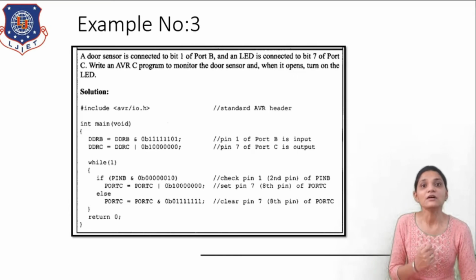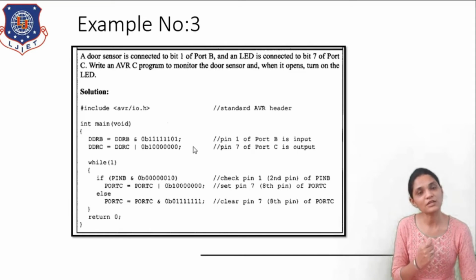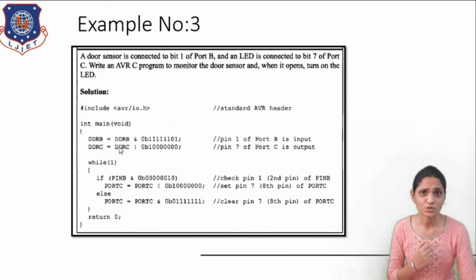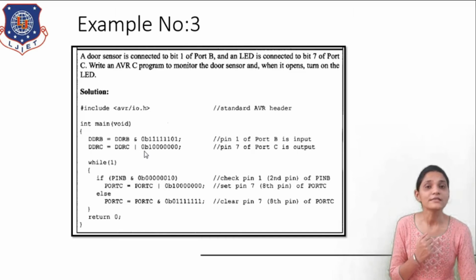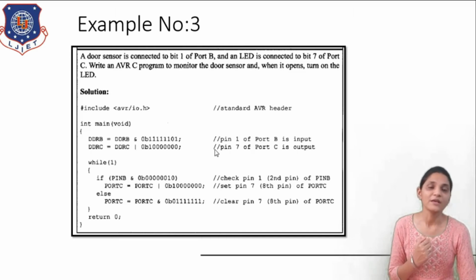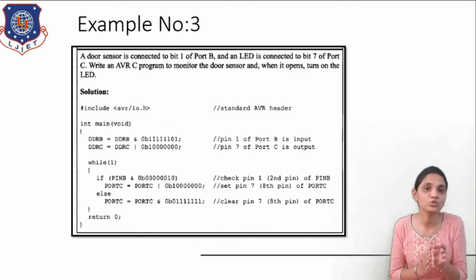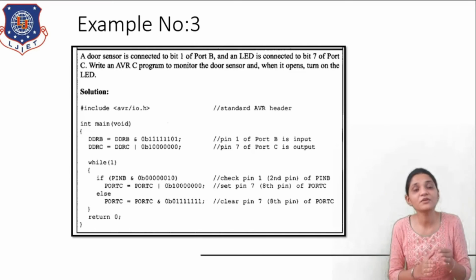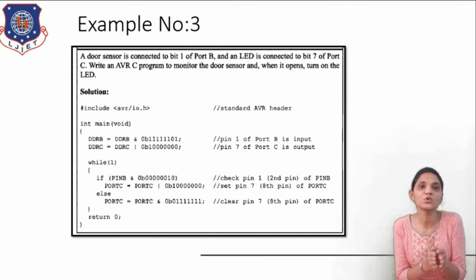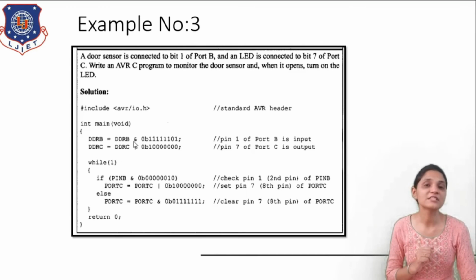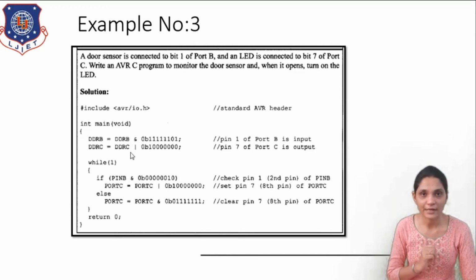Okay, and making that particular bit a 1 will make that bit an output bit. So for the next case, DDRC equals DDRC OR 0b10000000. You have to remember, whenever you require to make a bit 1, you have to do ORing with 1, and whenever you require to clear a bit, you have to do ANDing with 0. Okay. By using this, you will make this port's particular bit an input or output.